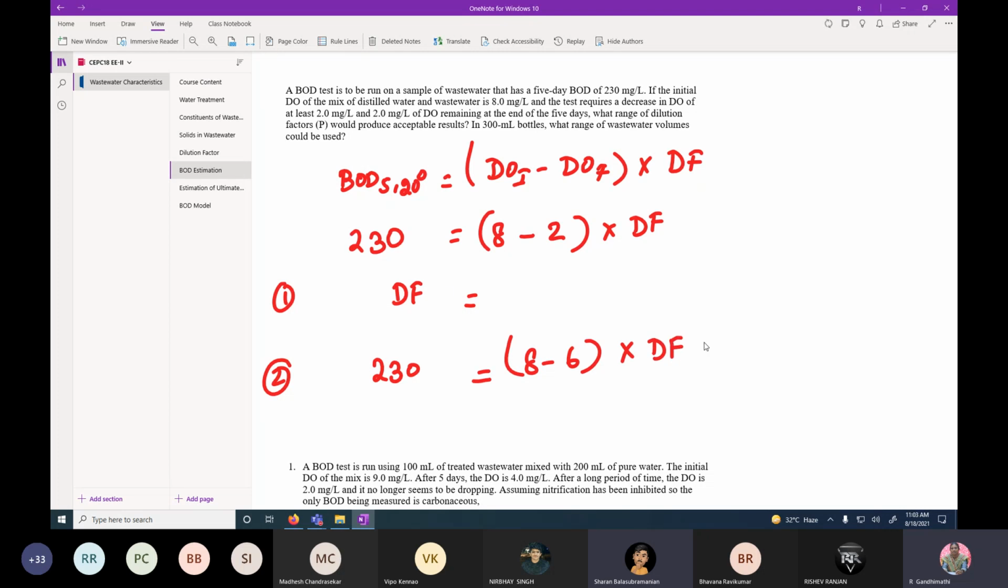Okay, what is the answer for the first case? Dilution factor? 38.34. Yes, ma'am. Okay, for the second one? 115. Okay. Then the second answer, what range of wastewater volumes could be used?